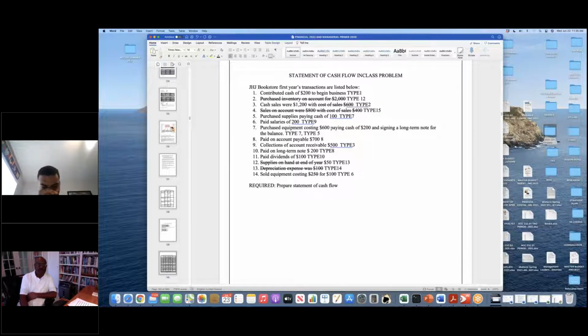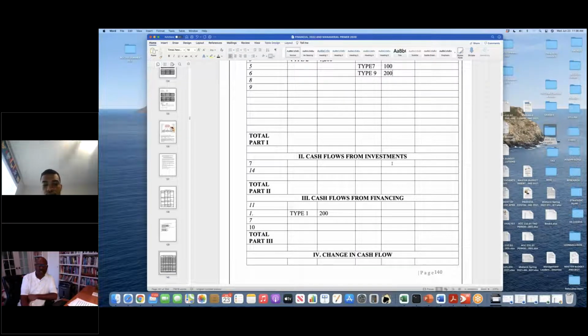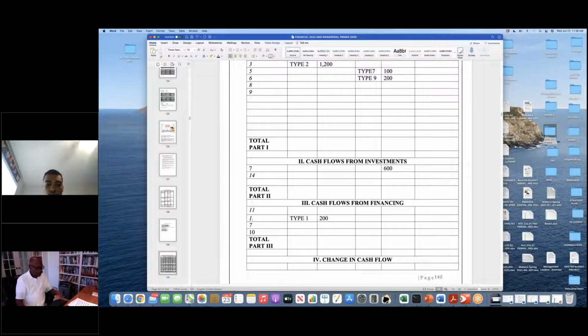Our next transaction, we purchase equipment, and we like our companies to do this, to buy equipment and expand. Now watch how we're going to do this. We buy an asset, but we want to know what the total cost of the asset is. And so we're going to put the total cost down here. Because it's important to know what the total cost is. So this is a type 7.